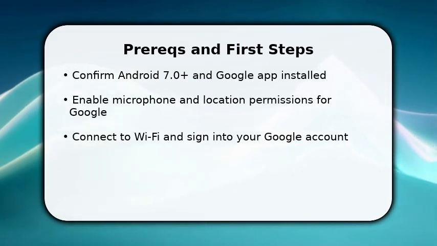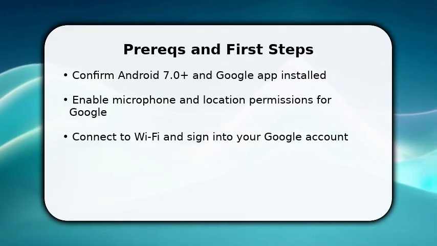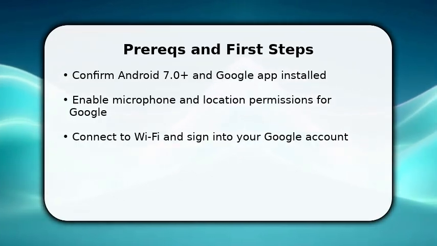Next, connect to Wi-Fi to download any updates. Once done, launch the Google app, tap More, then Settings. That's where you begin configuring Google Assistant, so go ahead and open it.